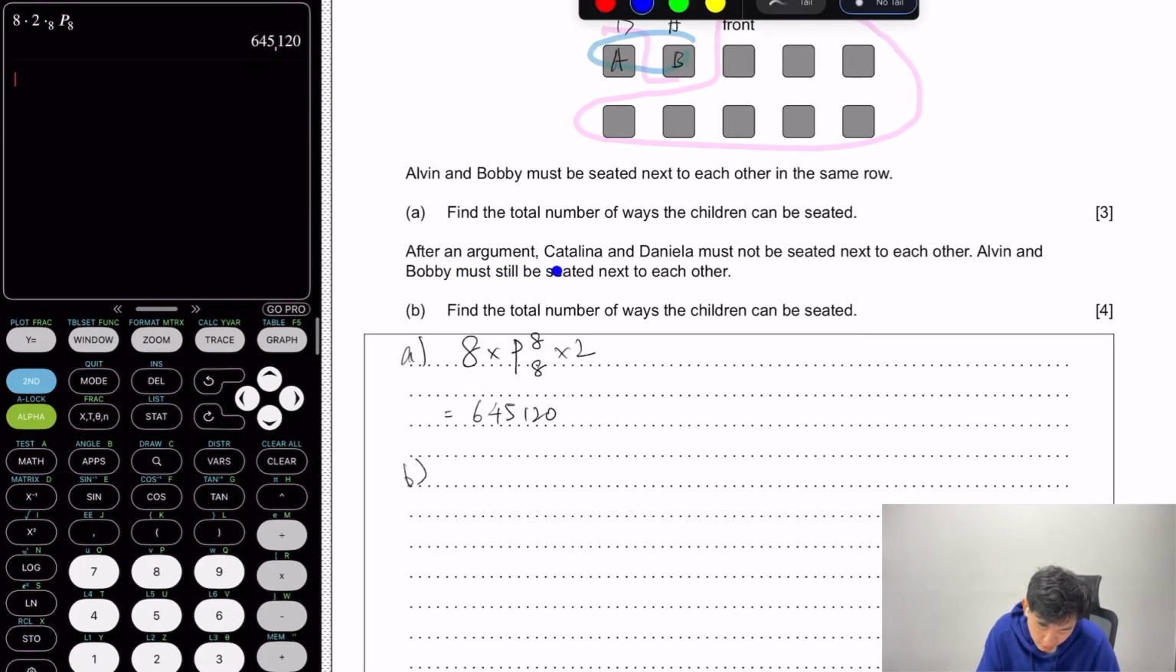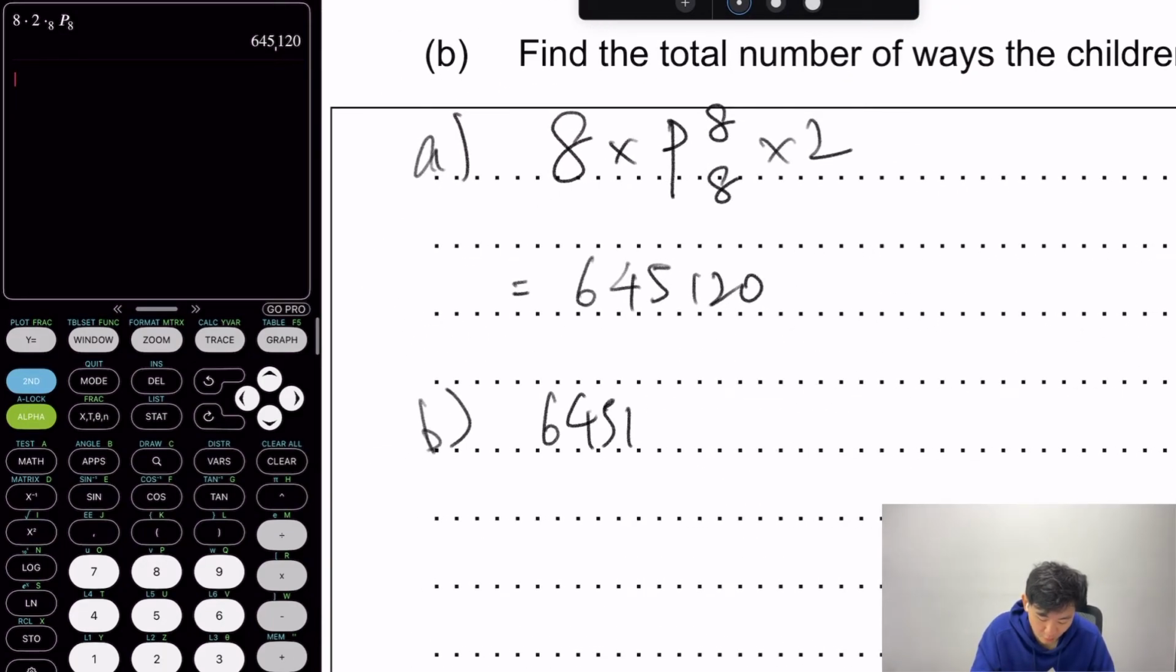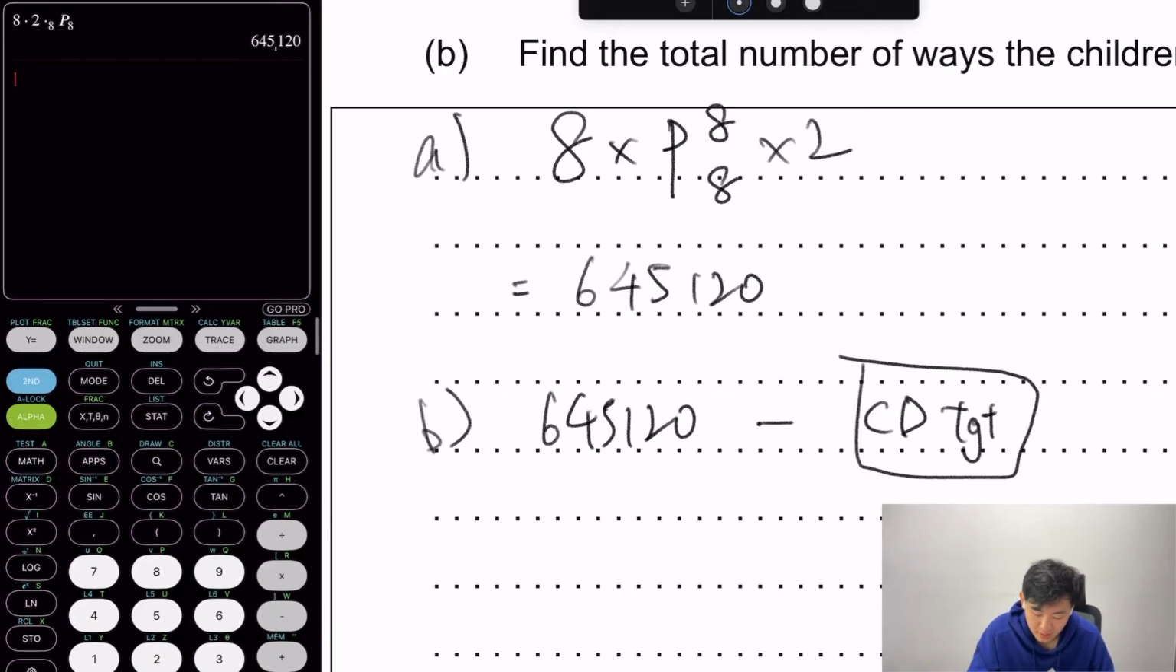Part B. After an argument, C and D must not be seated next to each other, and A and B must be seated next to each other, right? So find the total number of ways that the children can be seated. Now, the thing is, we have the total, right? Basically, we subtract the cases of C and D sitting together. So basically, it's 645,120, subtract C and D together, right? That's the thing that we want.